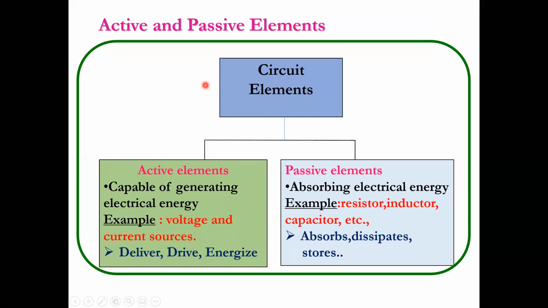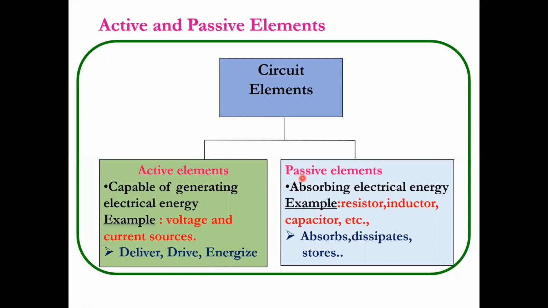Next one. Classification of elements. Mainly circuit elements are categorized into two parameters: active elements and passive elements. Active in the sense capable of generating electrical energy, which delivers, drives or energizes. Different names will be there. Out and out, the main theme is it can generate electrical energy. The examples are voltage and current sources.